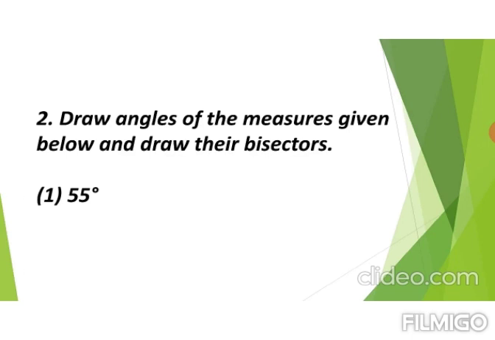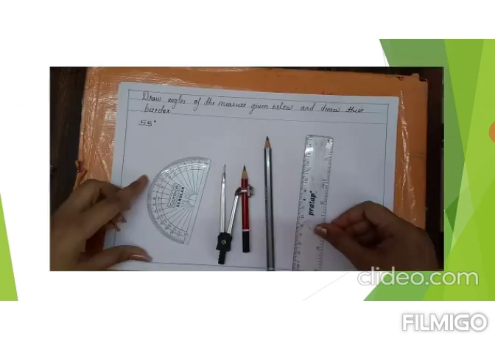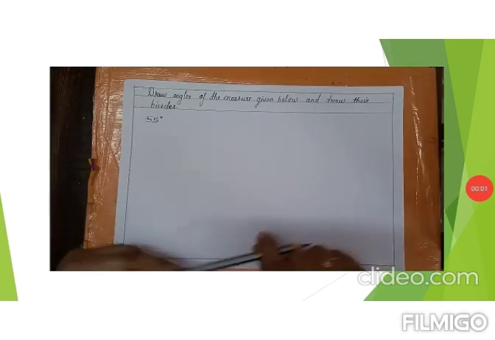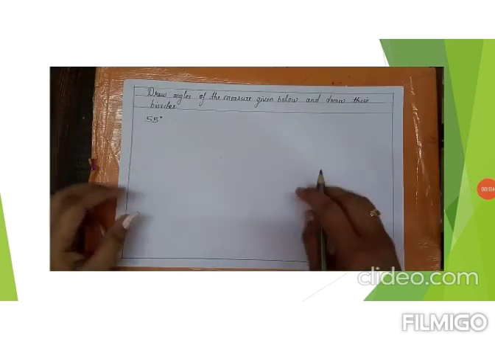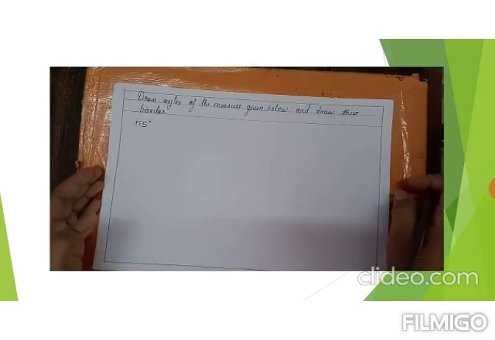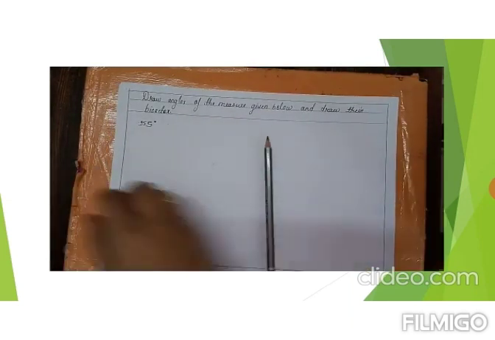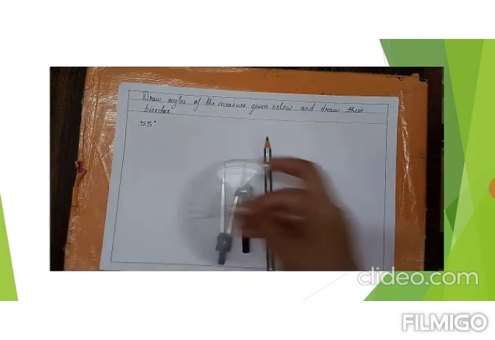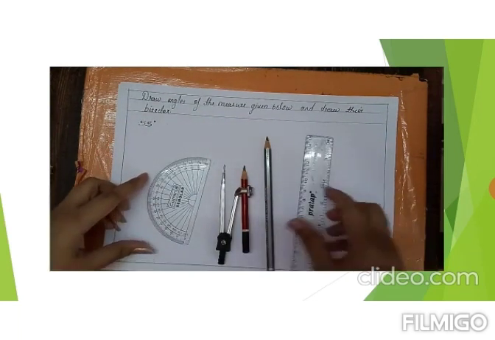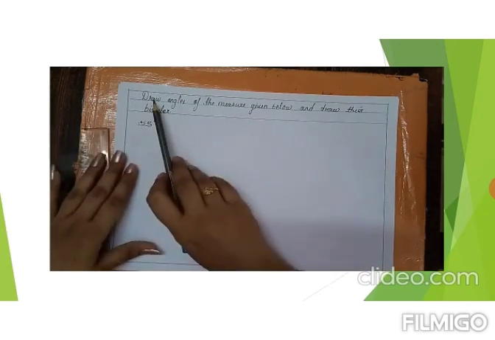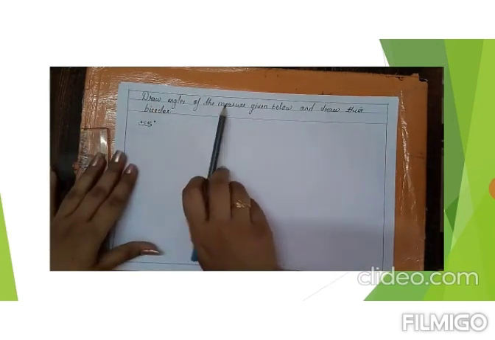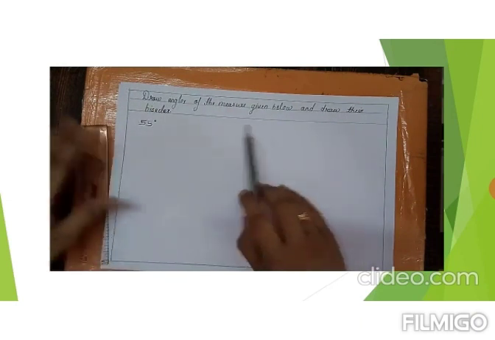Now students, perpendicular bisector is done. Now we have to draw angle bisector. Here 55 degree is given. So we will draw the angles of the measures given below and draw the bisector. Students, how to draw the angle bisector? For this, you will require these four things. As the question is written, draw angles of the measures given below and draw their bisector.